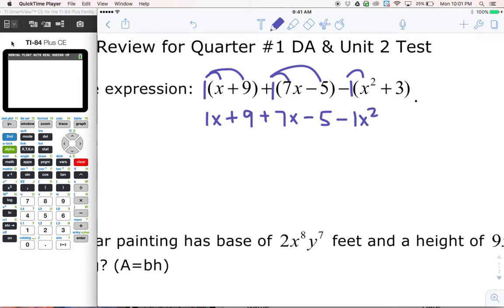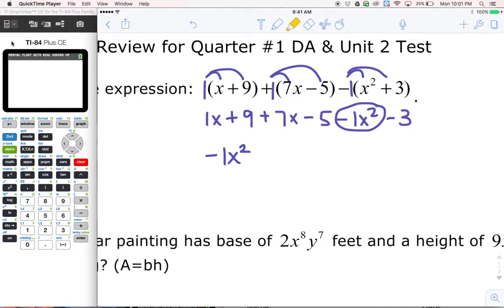But then this last one is where everybody misses it. Negative 1 times positive 3 is a negative 3. Now let's combine like terms. This number doesn't have a like term. It's just going to stay in the front, negative 1x squared. It has the highest degree.